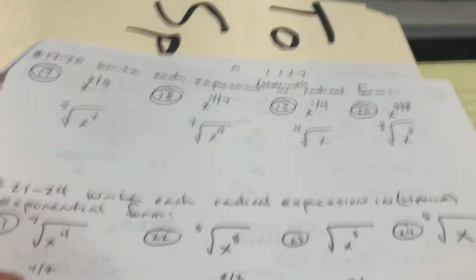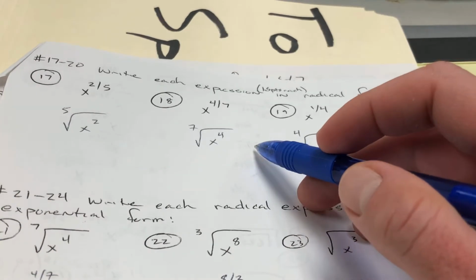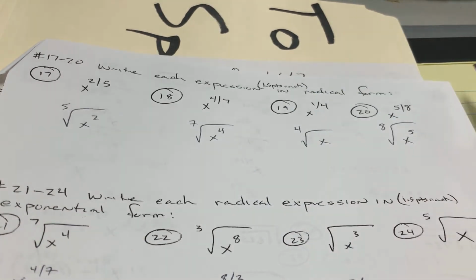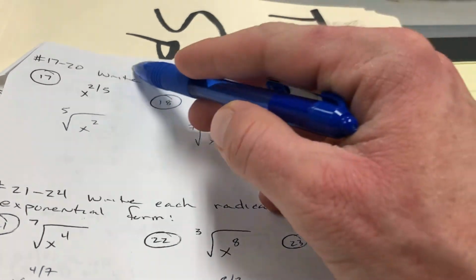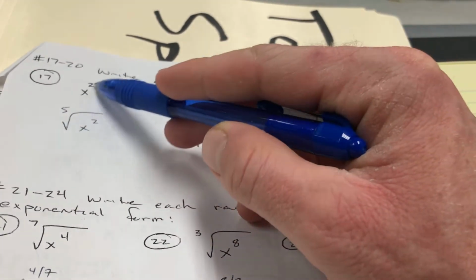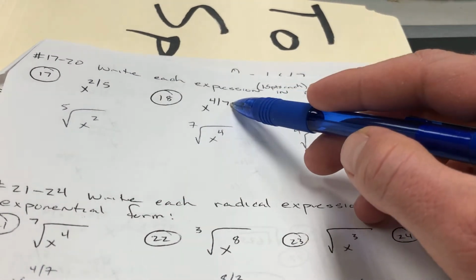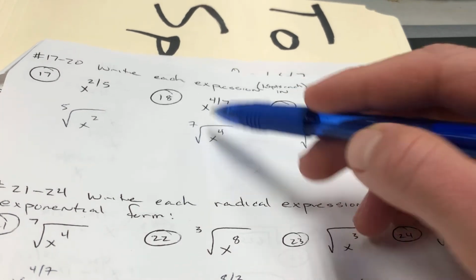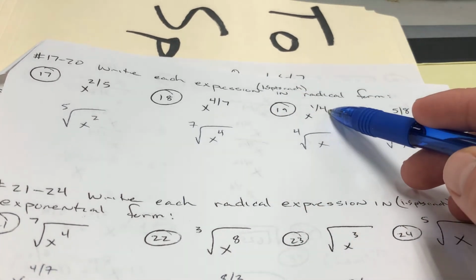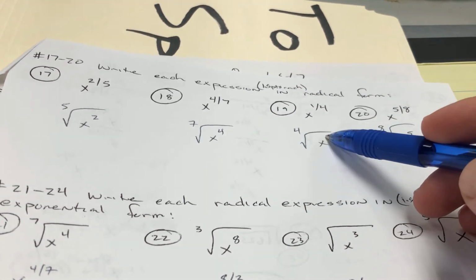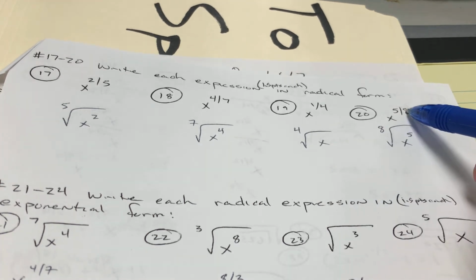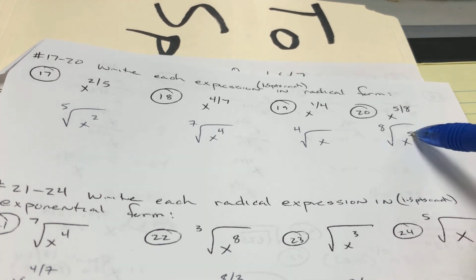All right, then we get into a relatively easy page here. So it might start off harder and get a little bit easier. So write each in radical form. I am taking the 5th root of x squared. I am taking the 7th root of x to the 4th. I am taking the 4th root of x to the 1st, and I am taking the 8th root of x to the 5th.